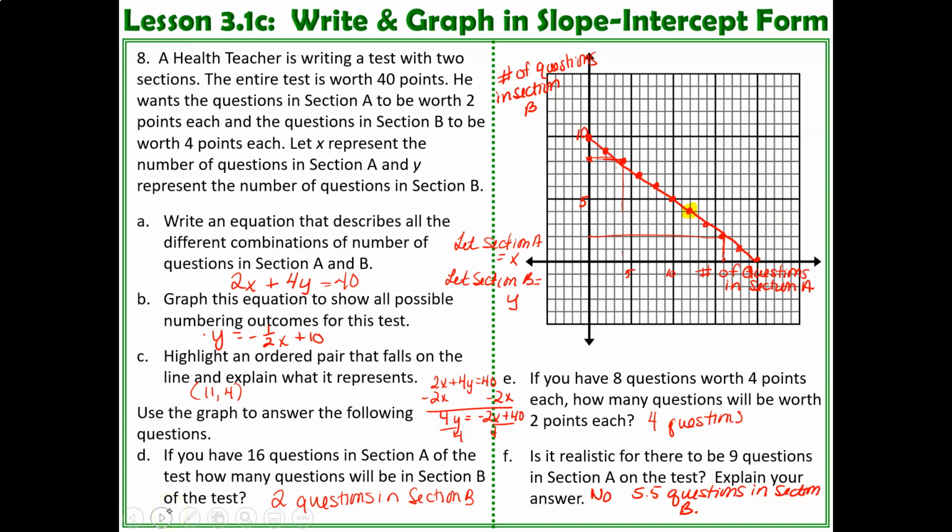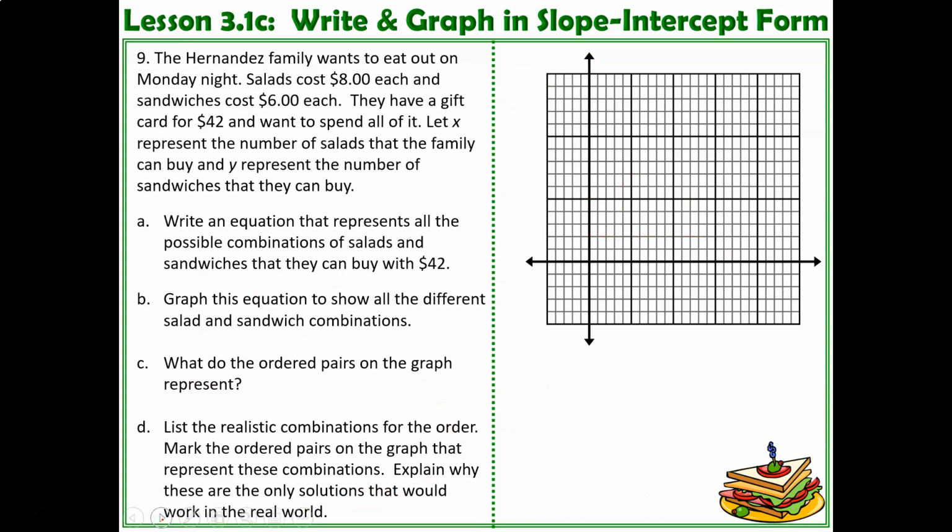All right. Let's go to number 9. The Hernandez family wants to eat out on Monday night. Salads are $8 and sandwiches are $6 each. They have a gift card for $42 and want to spend every dime of it. Let X represent the number of salads and Y represent the number of sandwiches. So write an equation that represents all the possible combinations of salads and sandwiches they can buy with $42.